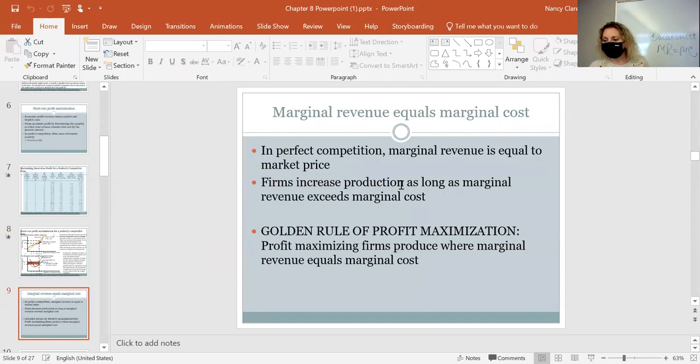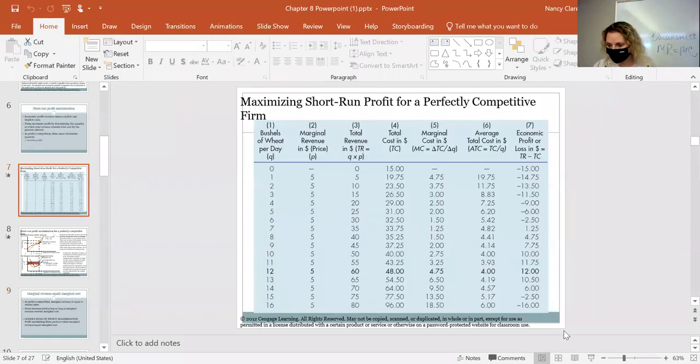Firms increase production as long as marginal revenue exceeds marginal cost. As long as what you're bringing in for that unit is greater than what you're paying to produce that unit, you should make that unit. You should keep making units, right? And if we go back up to our chart of data here, as long as your 5 is greater than whatever's in your marginal cost column, as long as your marginal revenue is greater than your marginal cost, you should continue to produce.